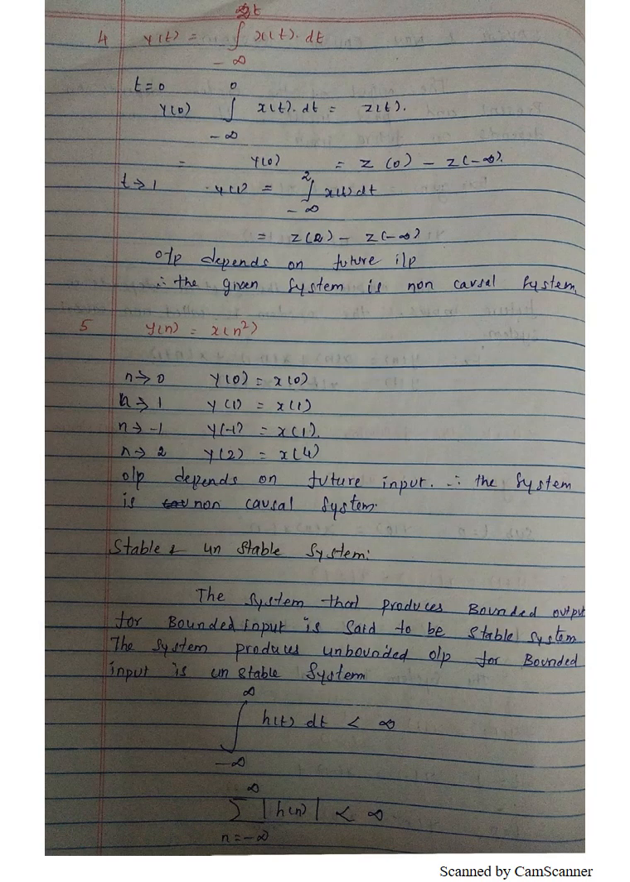Okay. The last class is called stable and unstable system. A system that produces a bounded output for a bounded input is said to be a stable system. So if the input is bounded and the output is bounded, the system is stable. If the input is bounded and the output is unbounded, it is unstable. What's the condition for stable? This is the bounded condition: the integral from minus infinity to plus infinity of the magnitude of h of t is less than infinity. To satisfy this condition, the system is called stable. This is the analog approach, and there is a discrete approach as well. If this is not satisfied, the system is unstable.